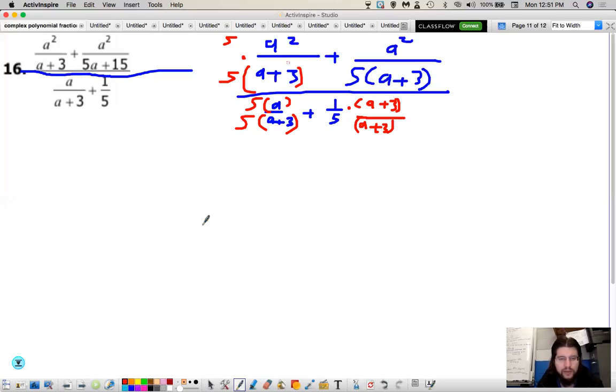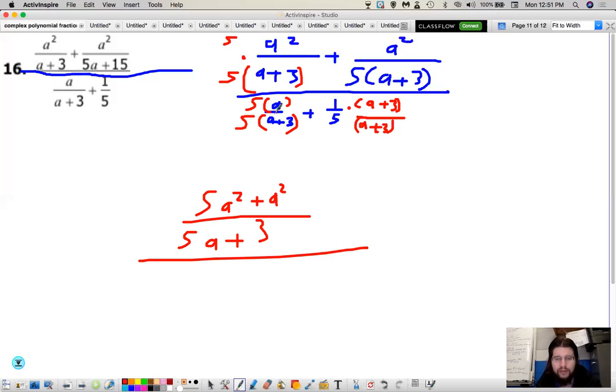5 times A squared, that's 5A squared plus A squared over our common denominator of 5 times A plus 3, over 5 times a is 5a plus a plus 3 over 5. Parentheses there. Sorry, that was my fault. That needs parentheses. A plus 3.